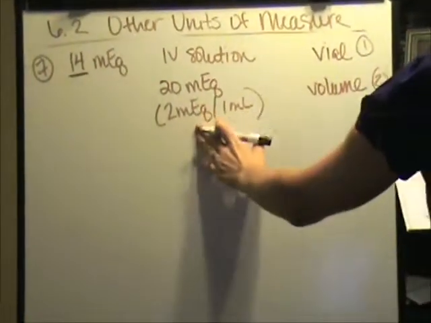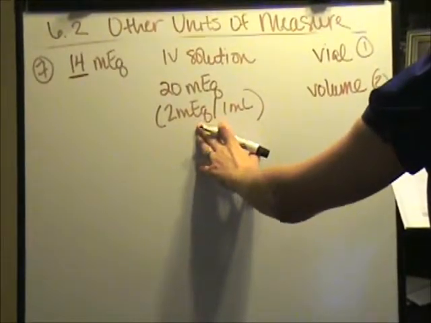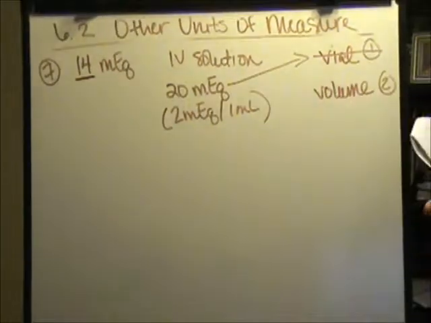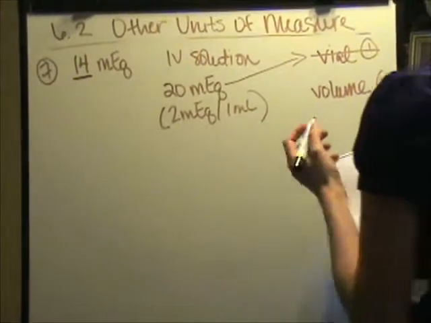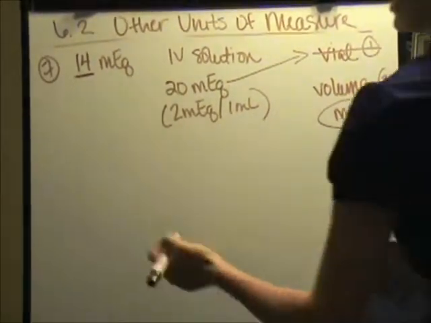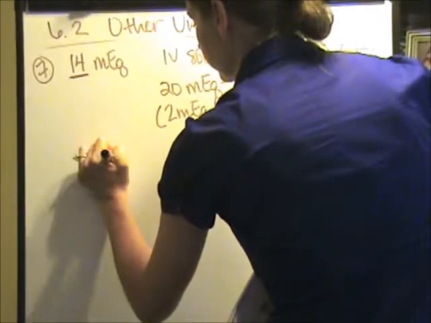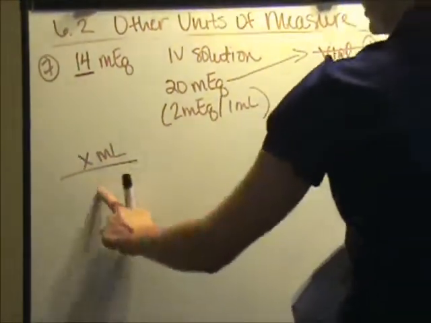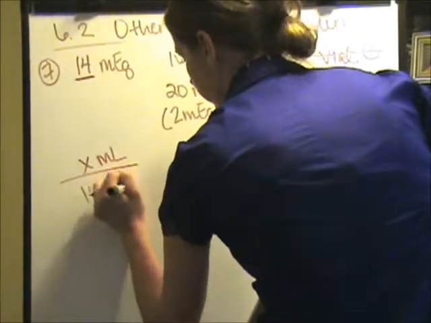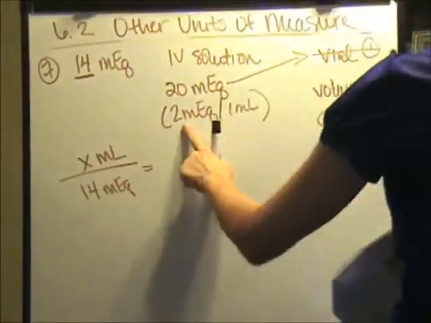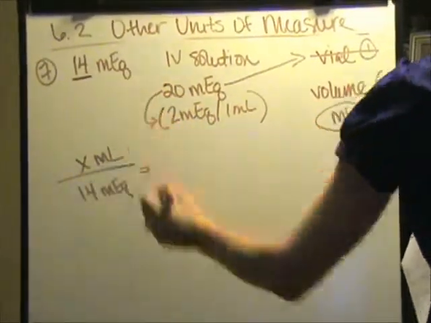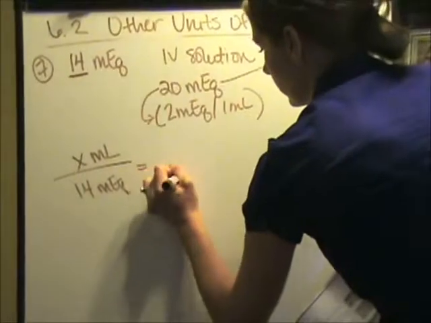Okay, so now we have our information ready to set up our proportion. We found the vial. We're using the 20 milliequivalent vial. Now we need to find the volume. So again, volume, milliliters. That's what we're solving for, so that's going to be our X. Always looking for our desired requested dosage, and that's 14 milliequivalent. And the available formulation, it's 20 milliequivalent, but it's 2 milliequivalent per mL.